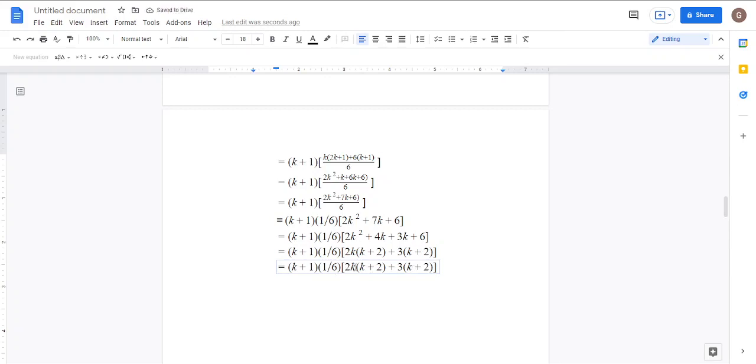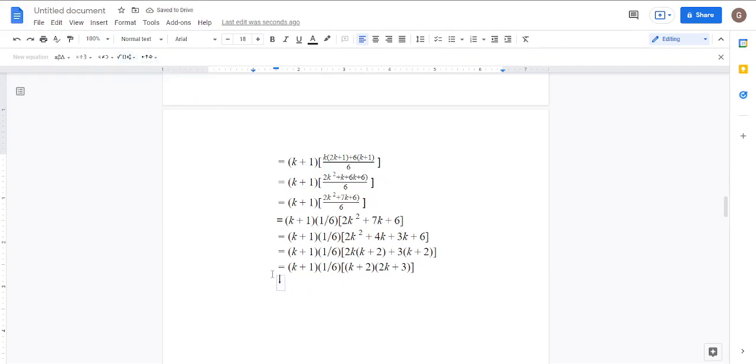So when we factor out the common thing, we'll be left with k plus 2 times, when we factor out the common thing, we're left with 2k plus 3. As you can see, this is what we wanted. But let me write it in the same form that it was given in.